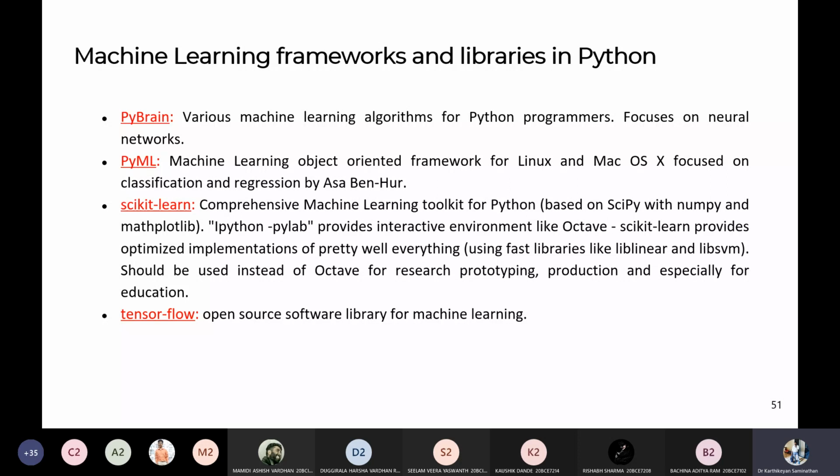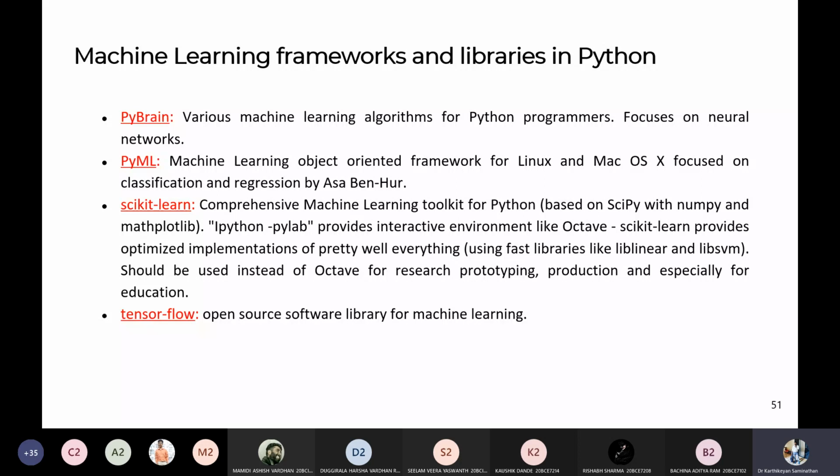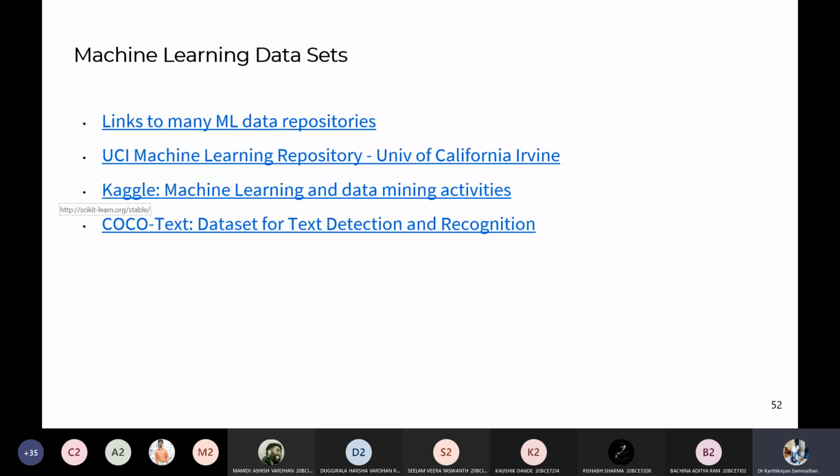So that is what ML in practice is. The same thing should be in loop mode, right? There are some libraries and frameworks which are readily available for Python. PyBrain is one of the libraries. You can use such Python frameworks: PyML, again the scikit-learn library, then TensorFlow. You can use any one of these libraries in order to build your ML models, right?